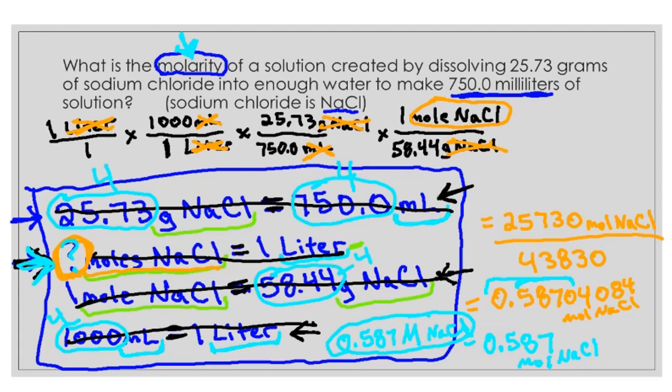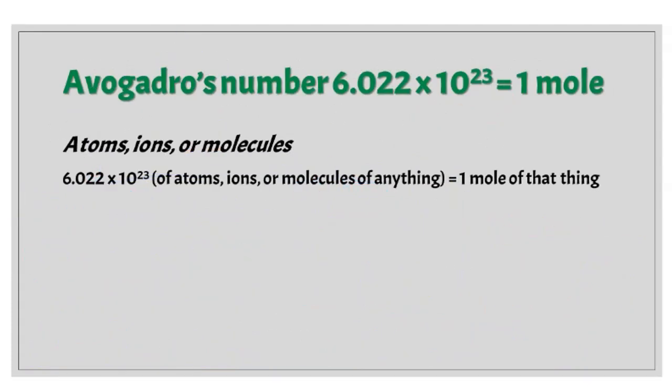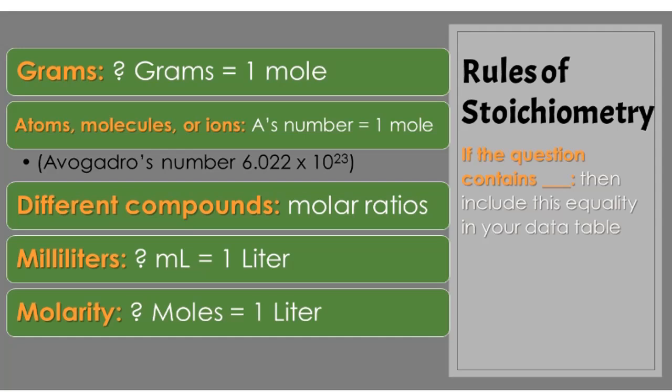So now that we've worked through these and we've gone over Avogadro's number, let's go back to the rules and review these rules that I introduced at the very beginning of the video, now that you've seen examples of it. Now see, in these stoichiometry rules, every time there was grams mentioned, we found out how many grams of that substance equaled 1 mole of that substance, and we included that in the data table.